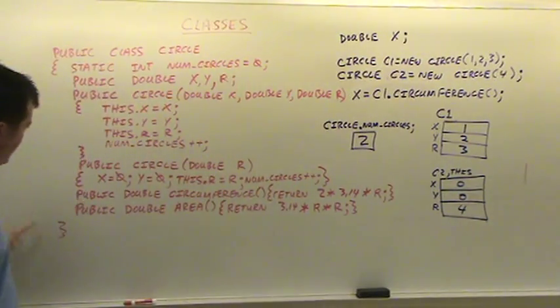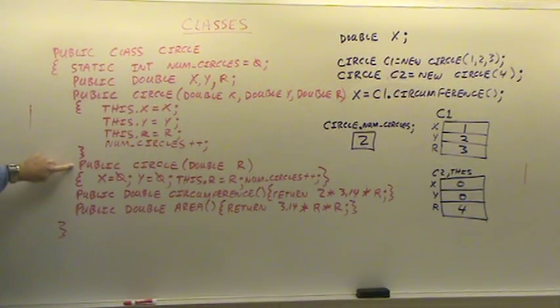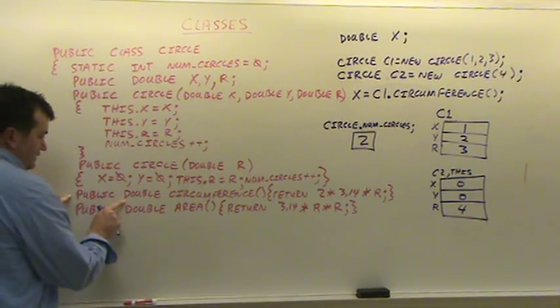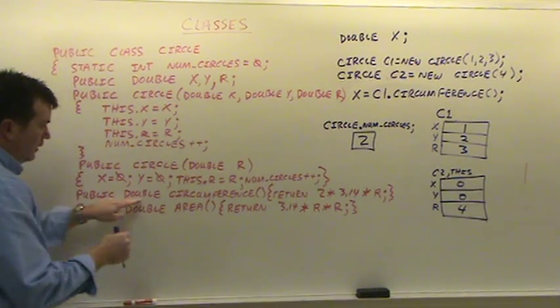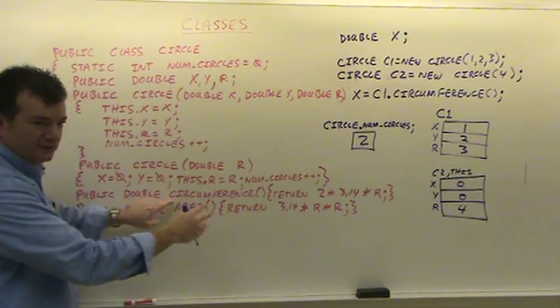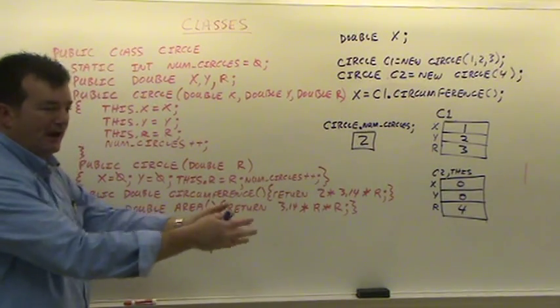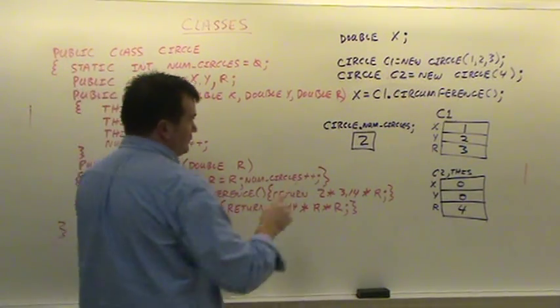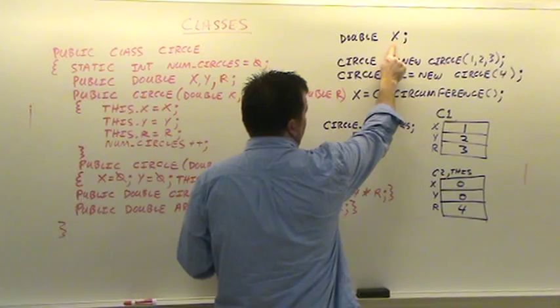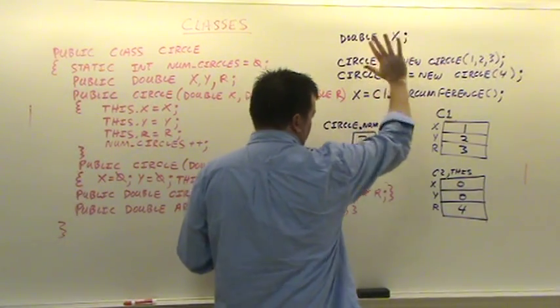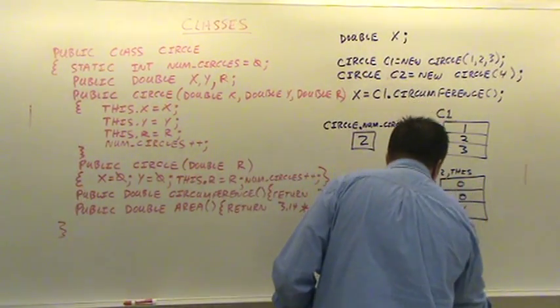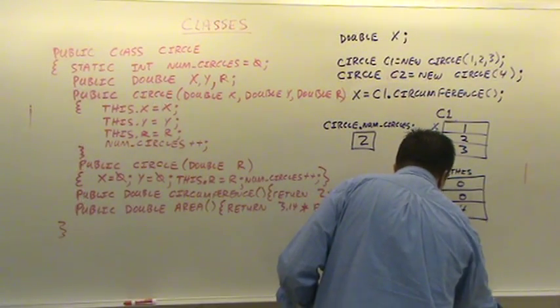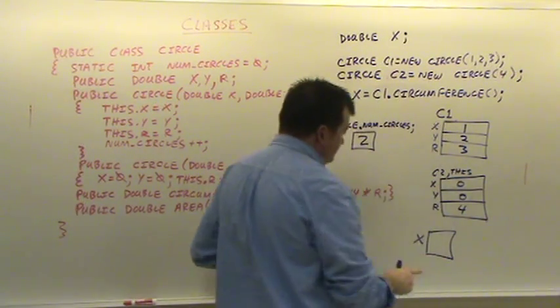The circumference method is a public method. We'll get to that in a second. I'm sorry, where are we? This one, it's a public method. It returns a double. So after it's done doing whatever it does, it expects to give a double back. So you need a double to receive it. So that's why I have this variable x, which is a double. I declared x as a variable, which is a double.